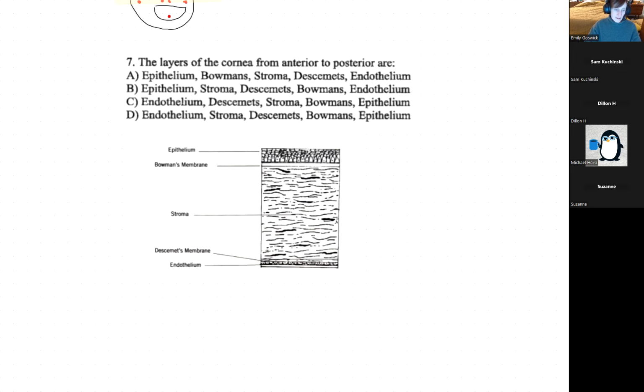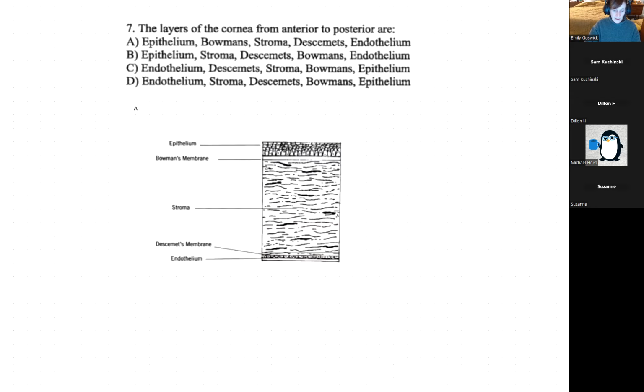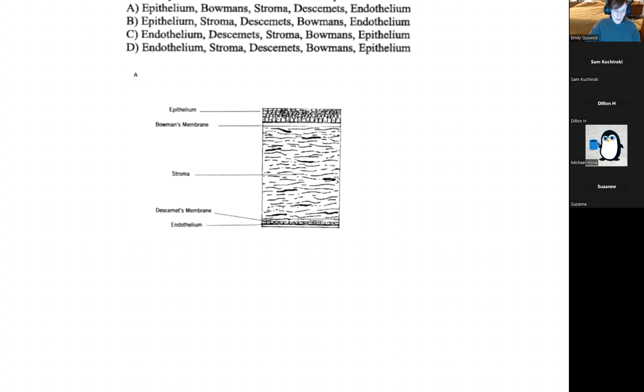But basically, it is epithelium, Bowman's, stroma, Descemet, and endothelium. Okay, so that's just a little picture of what that would be. And I'll move this down and just quickly type in A so that we can see that a little better. So that's the answer there. But definitely something that could very well appear.